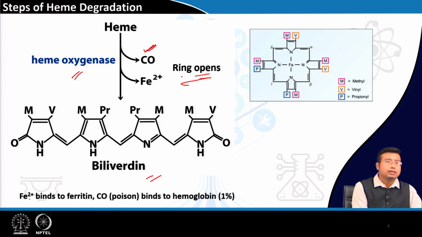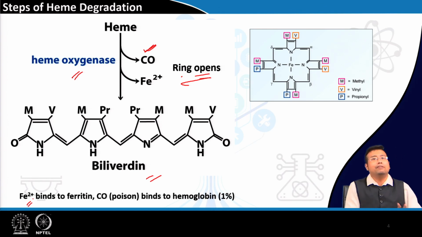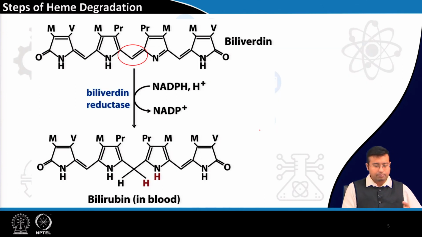Now, this iron has many fates; iron binds to ferritin, especially in this case. Carbon monoxide is actually a poison, it binds to hemoglobin, but the concentration is very low. Carbon monoxide has the potential to inhibit electron transport chain complex 4. So, that is how it acts as a poison. Anyway, we got biliverdin. What happens in the next step?